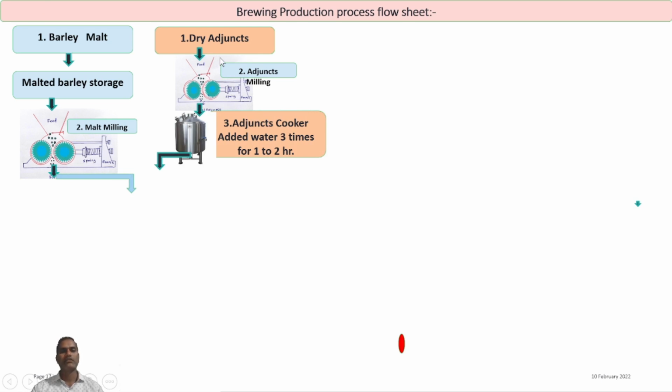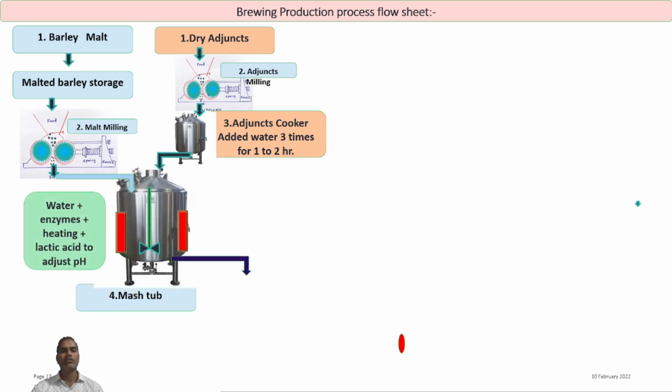Then the dry adjuncts, the other grains like rice, corn, and other grains containing a higher percentage of starch, must be properly size reduced and cooked separately. That is, gelatinization of the starch is carried out by addition of water and cooking in steam jacketed kettles for 1 to 2 hours. After that, the malted barley and the dry adjuncts are mixed and the mashing process is carried out.